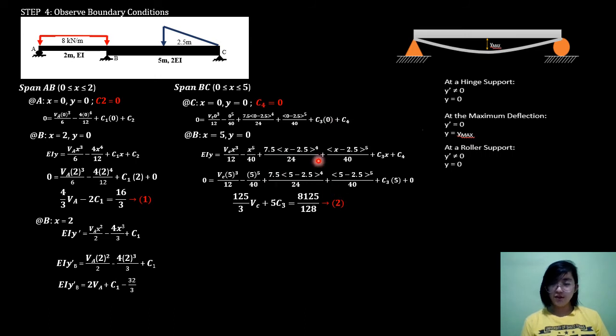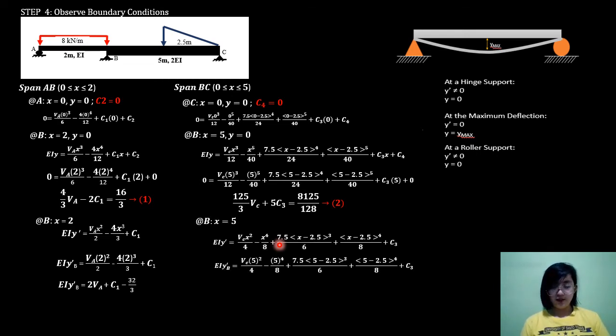This is more on substitution. Put 5 in x here, and then simplify. So, we get our second equation. What else? At B, x is equal to 5, and we can use the slope equation again. Here's the slope equation. Let's substitute x is equal to 5. So, we will get EI y prime B, the slope also at B. And from here, we can still think of a new equation.